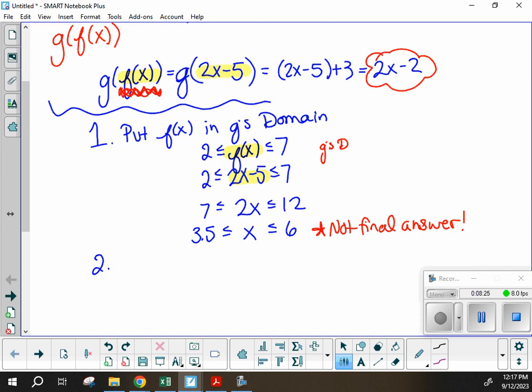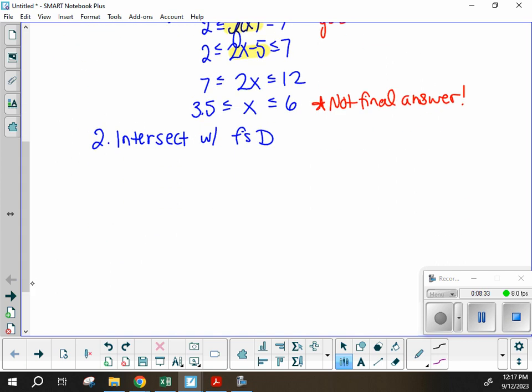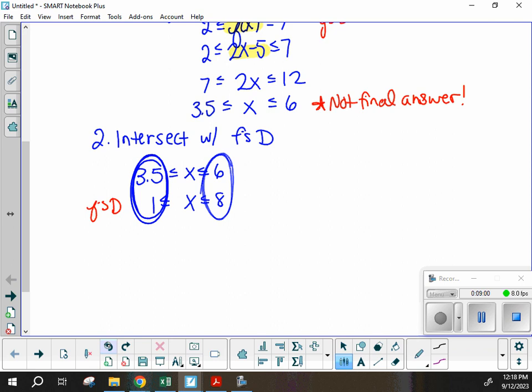So now, step 2, let's intersect that not-the-final-answer with f's domain. I'm just going to copy this down again. We've got x between 3.5 and 6, and then f's domain was given to us as x between 1 and 8. Maybe you can just look at that and say, oh, I know what the intersection is, because really you're picking the inner numbers, the bigger number over here and the smaller number over there. But if that is a little too hard, let's just make a number line here. I'm going to go maybe 0 to 10.